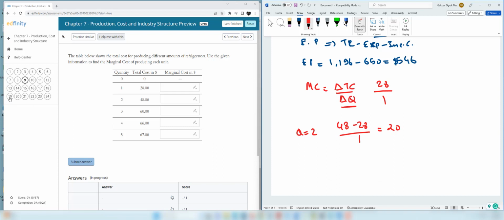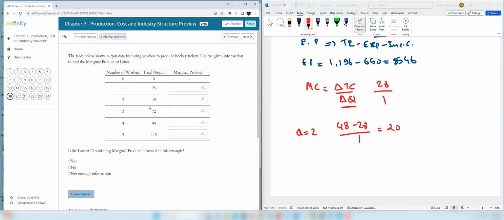And the last question I'm going to solve today is about marginal product. So what is marginal product? Marginal product is the change in total output, total quantity, divided by change in labor. And in this example, again, the number of workers is increasing by 1, therefore the denominator is going to be always 1. So let's find out the marginal product of the first labor. It's the change in total output from 0 to the first labor, 25, divided by 1, which is 25.